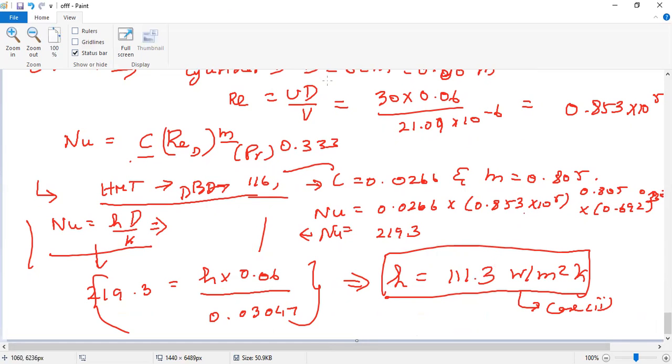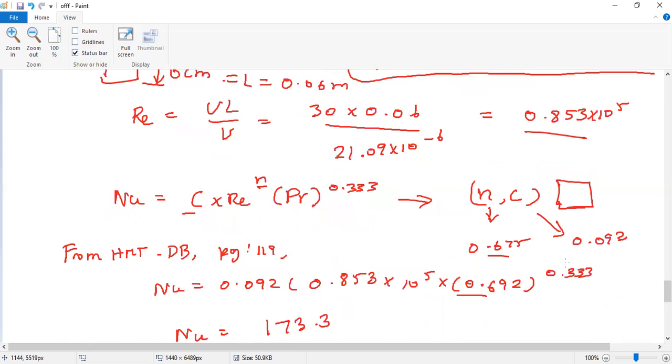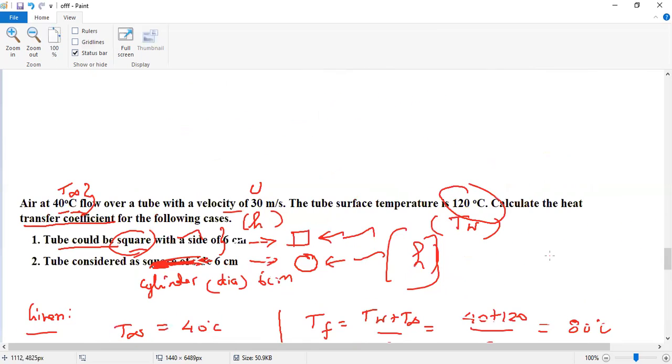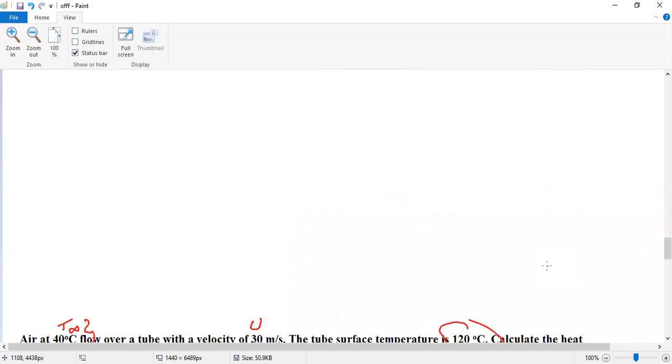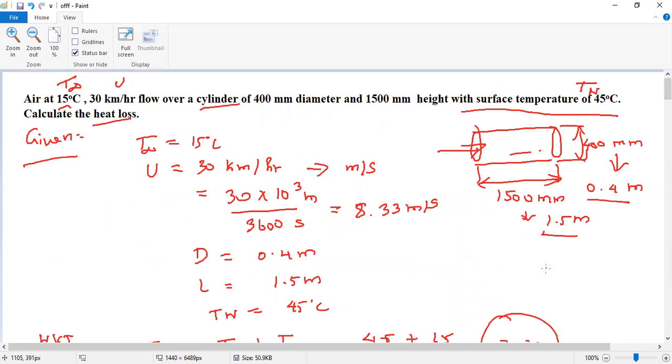In this class we saw external flow. These are the external flows: flow over cylinders and spheres. Next, we go to internal flow.